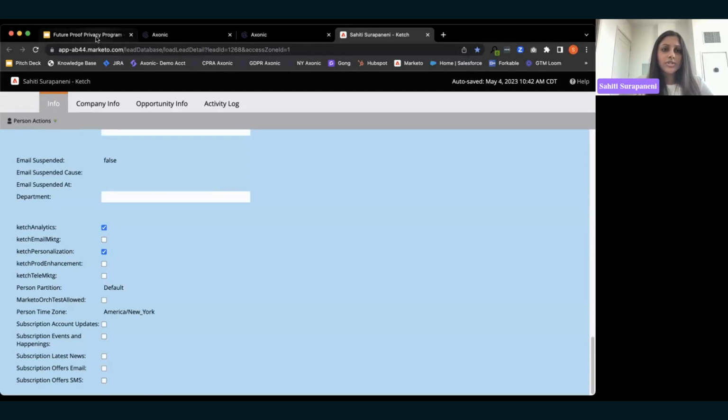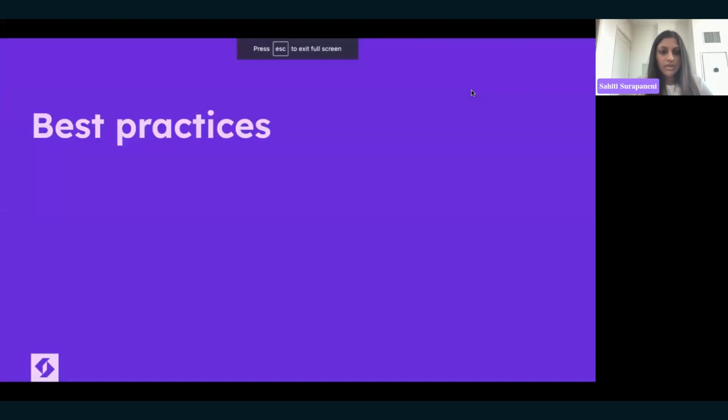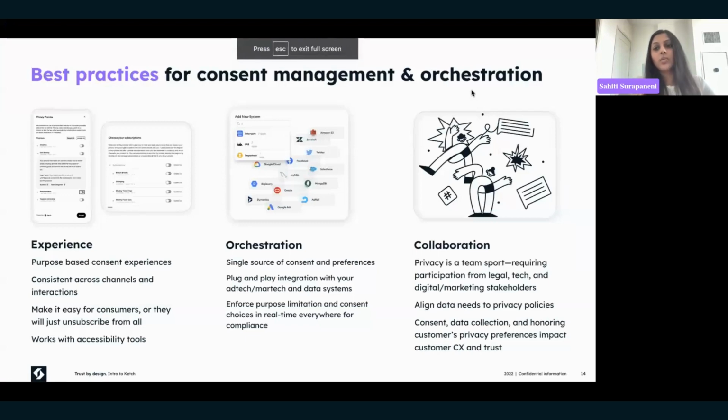And finally, just wrapping things up, some best practices. I really wanted to keep this simple, right? At the end of the day, as an organization, your objective is to provide a consistent, easy, and inclusive experience for your consumers. And as I showed you, you can do so with Ketch. And all of this can take place through the power of orchestration, which we just ran through.